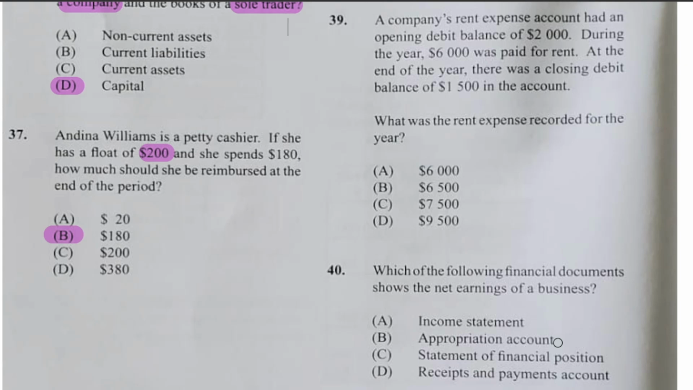The company's rent expense account had an opening debit balance of $2,000. Alright, what is the rent expense recorded for the year? Let me draw a T account. Alright, so this is very straightforward. So this is debit. This is credit. And these figures are going to look ugly. Anyway, so we have an opening balance of $2,000.